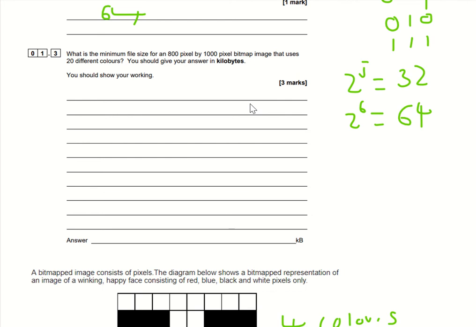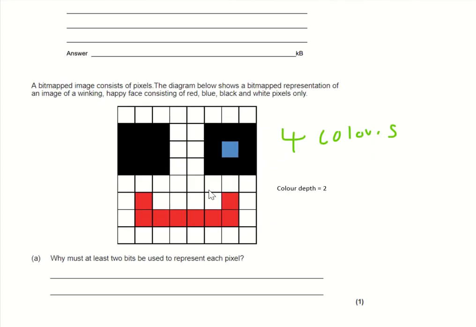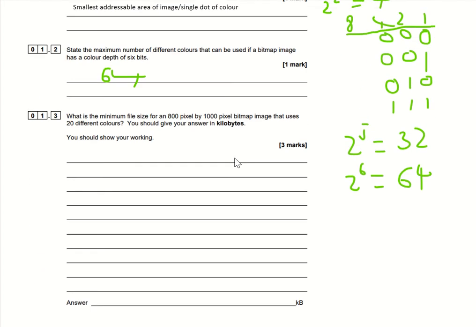So there are 2 ways you get these questions. One is it actually gives you an image, which we'll come to in a minute. And the other one, it just states the details. So this one says, what is the minimum file size of an image, which is 800 by 1000 pixels that uses 20 different colors? So you normally get 1 mark for multiplying the width and height together. So we multiply the width and height. So 800 times 1,000 gives us 800,000 there. Okay.